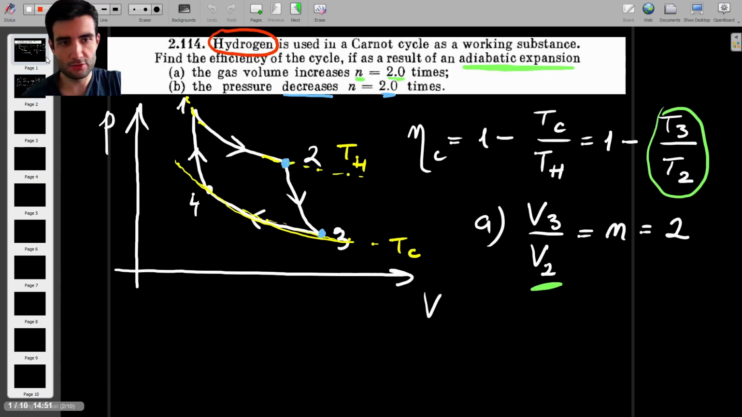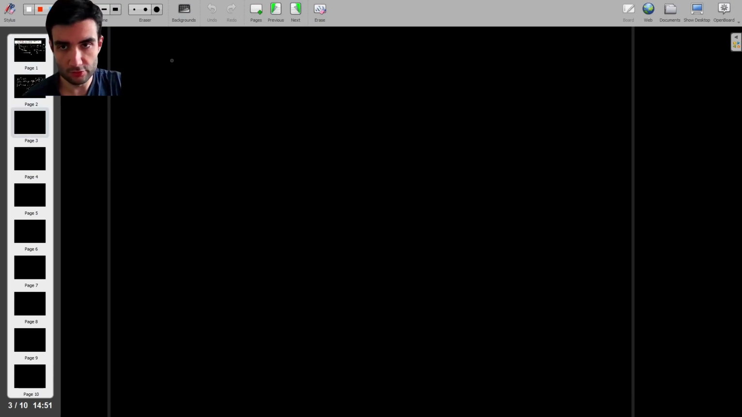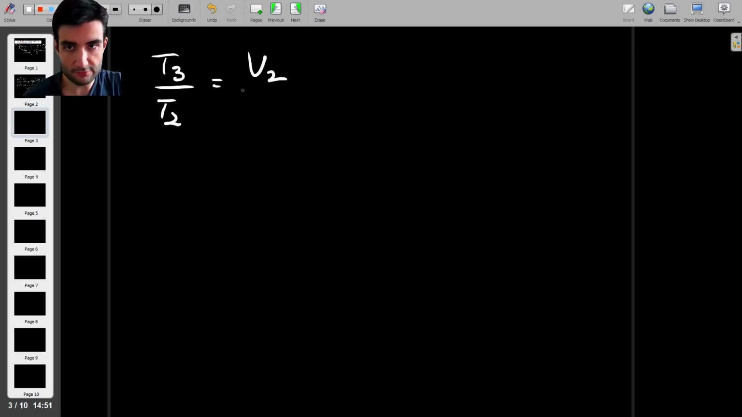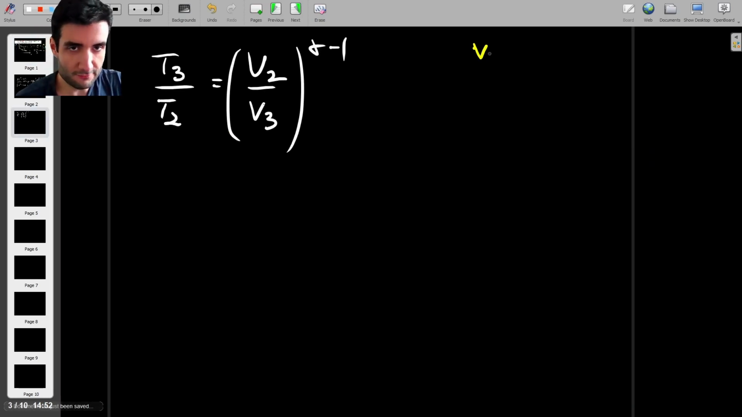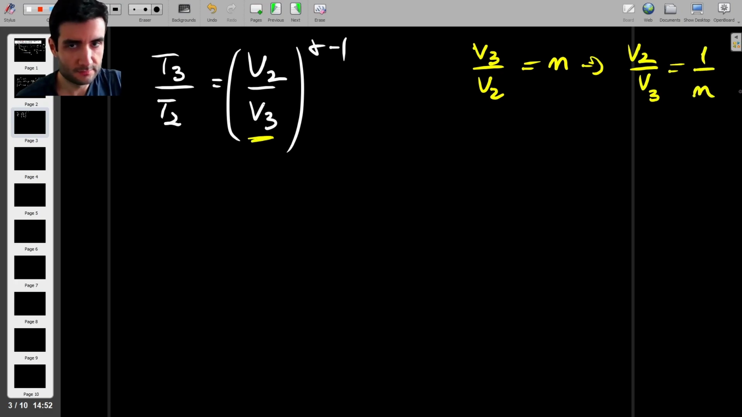And that's it. So this ratio that we were trying to get with the temperatures T3 and T2 is also equal to the ratio between V2 and V3 to the power gamma minus 1. And the problem tells us that it's an isentropic expansion or an adiabatic expansion. So V3 over V2 is equal to n, which means that V2 over V3, because it's V2 over V3 that we have here, is 1 over n.